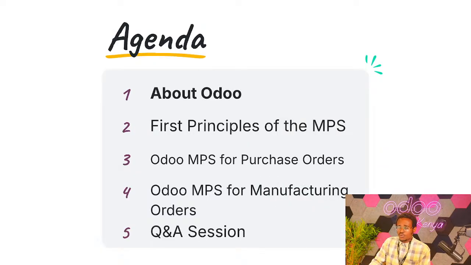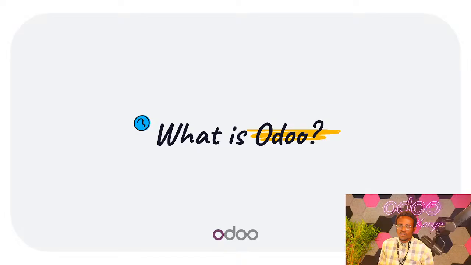So for our webinar today, we are going to talk about Odoo, the software. We're going to talk about first principles of the master production schedule, and then we will have 2 demos where I will take you through how to utilize the MPS inside the application to streamline our operations. And then we'll have a Q&A session at the end where we get to interact together.